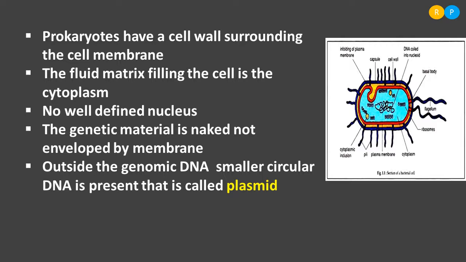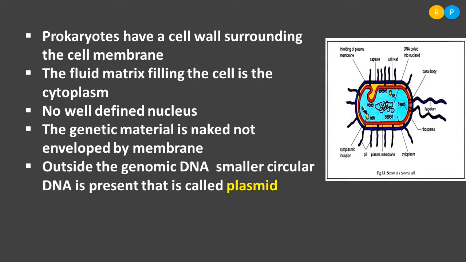Then, apart from the genomic DNA, the bacteria also consist of a small circular DNA. That small circular DNA is present outside the genetic material. That means it is not a part of the genomic DNA. So just outside the genomic DNA, the bacteria consist of a small circular DNA that is named plasmid. This is very important because nowadays in most genetic experiments plasmids are utilized, so we have lots of economic importance from the plasmid, and it also plays an essential role in the bacterial cell.